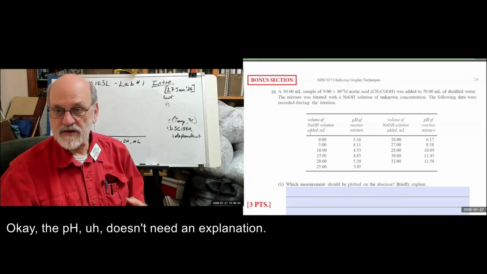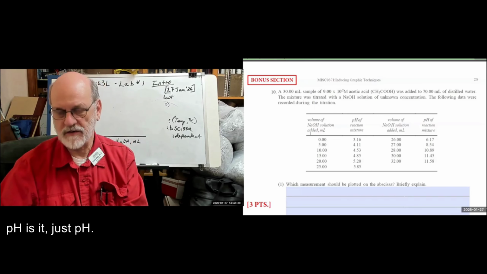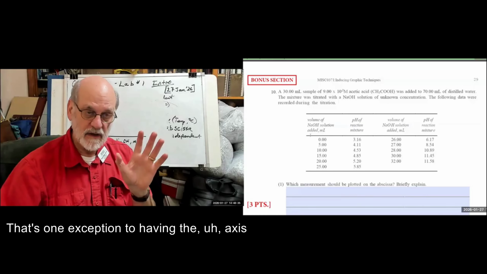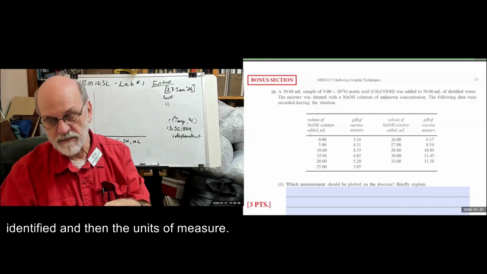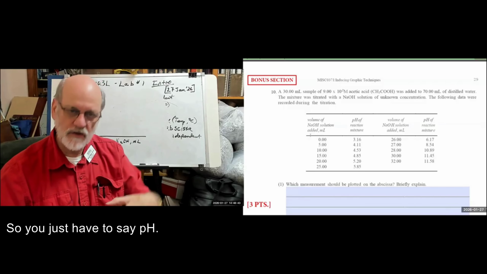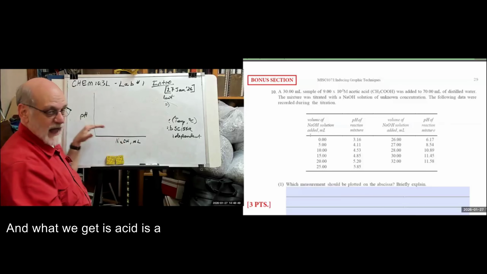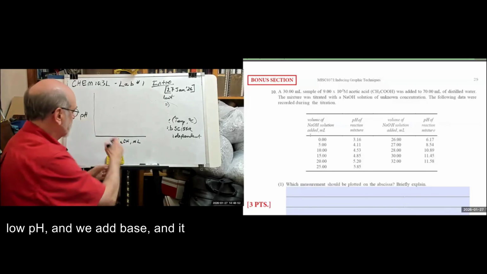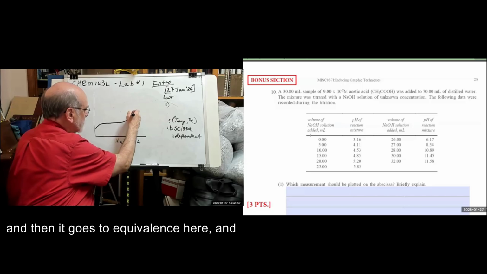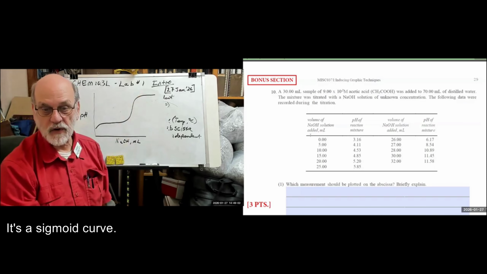Okay? The pH doesn't need an explanation. pH is it, just pH. That's one exception to having the axis identified and then the units of measure. That axis identity is the unit of measure. So you just have to say pH. And what we get is acid is a low pH, and we add base, and it gradually starts coming up and then it flattens out. And then it goes to a point, and then it goes to equivalence here, and then it goes out like that. It's a sigmoid curve.